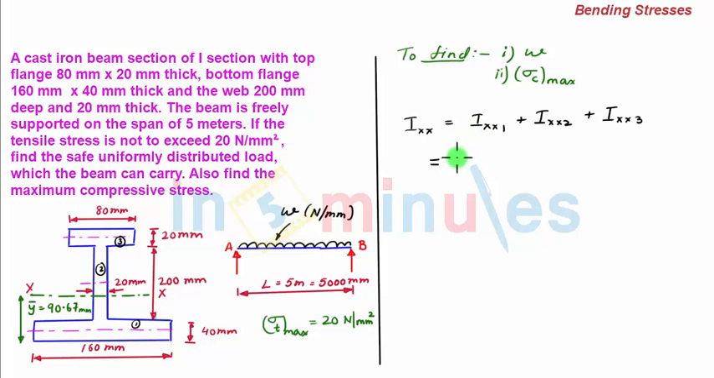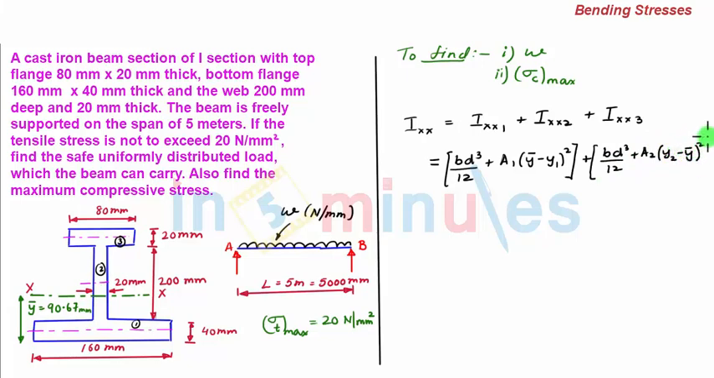So for part 1 we have BD cube by 12 plus A1 into (y bar minus y1) the whole square. This is the moment of inertia of part 1 about the centroidal axis of composite section, plus Ixx2 will be given as BD cube by 12 plus A2 into (y2 minus y bar) the whole square. Similarly, Ixx3 will be given as BD cube by 12 plus A3 into (y3 minus y bar) the whole square.